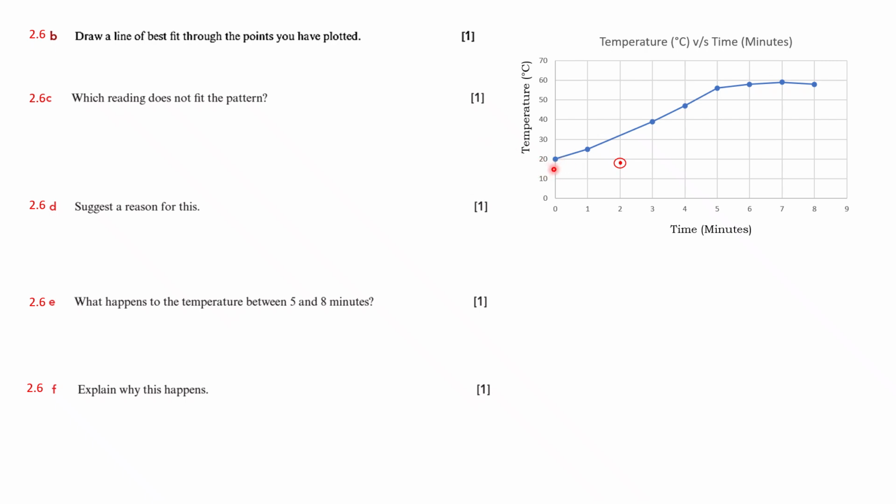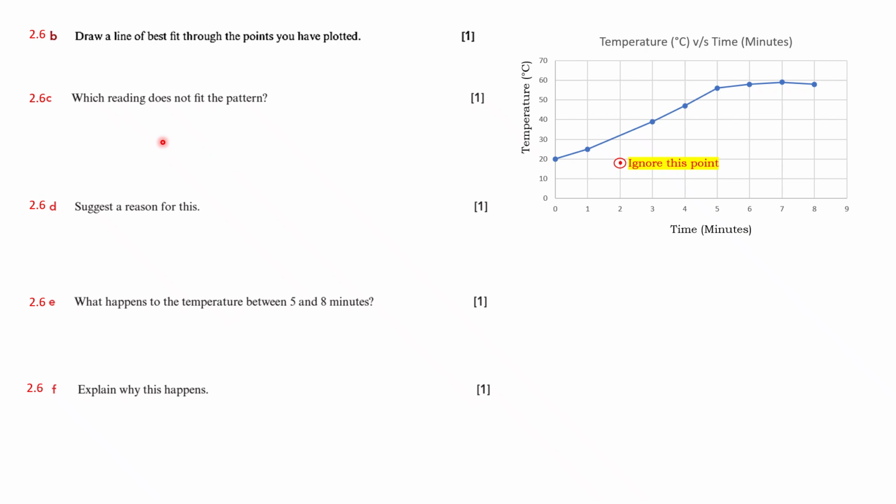I'm just going to ask you to draw a smooth curve following the trend of these points that you have plotted, and make sure to ignore this point because it is not fitting the pattern. Now the next question is, which reading does not fit the pattern? As we have discussed just now, this particular reading is not fitting the pattern. That's why we have ignored it and we have drawn this particular curve.